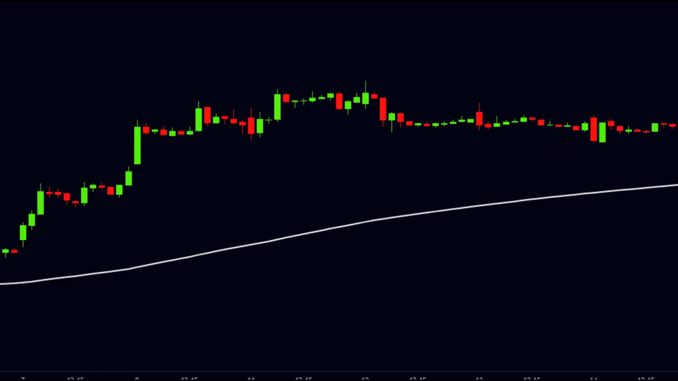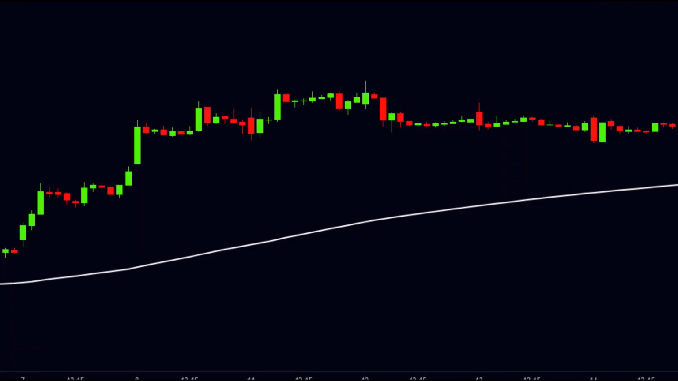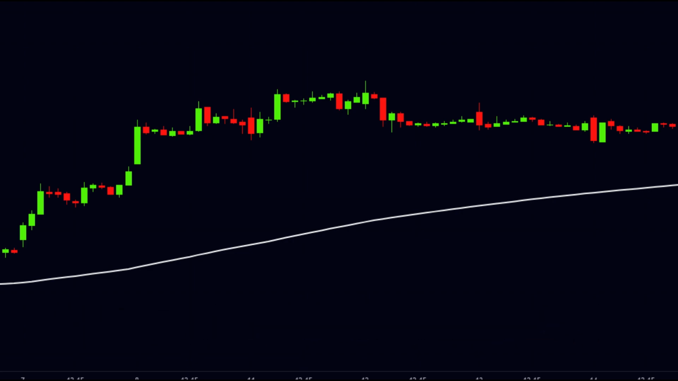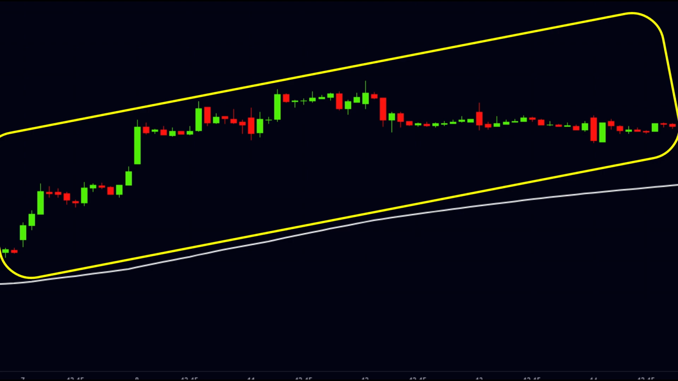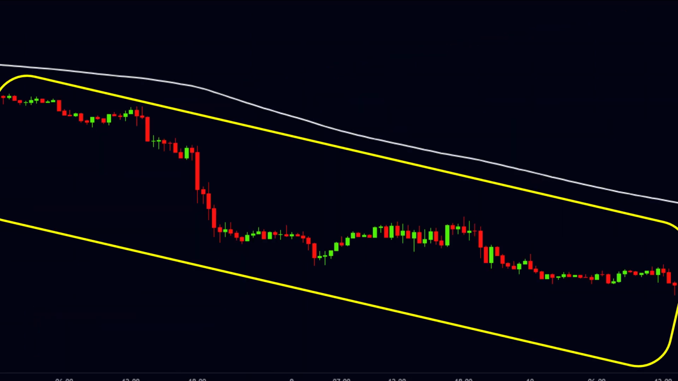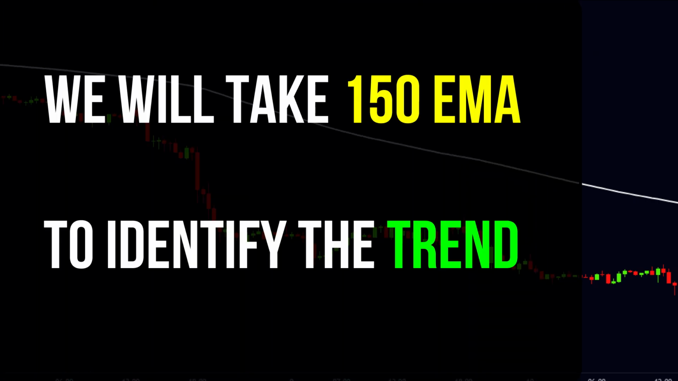Now we get the explanation of EMA. Moving average is the average of the closing price of the candles for a specified period of time. It is one of the best indicators to identify the trend of the stock. Exponential moving average uses the latest data, so here we will use exponential moving average, and its short form is EMA. When the price is above the EMA line, then it will be called that the price is in the uptrend. Similarly, when the price is below the EMA line, then it will be called that the stock is in the downtrend. In our strategy, we will take 150 EMA to identify the trend.